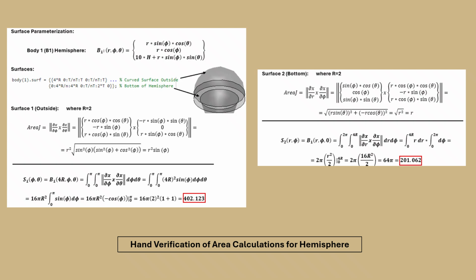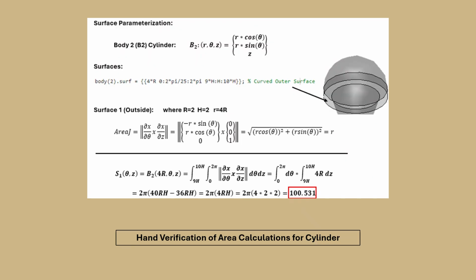Next, I solved for the area Jacobian of the bottom disk, which is just the radius, and then integrated it with respect to r and phi. Since theta is held constant, I got a value of 201.062.